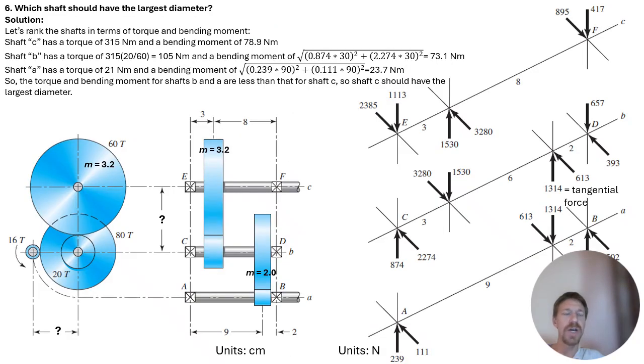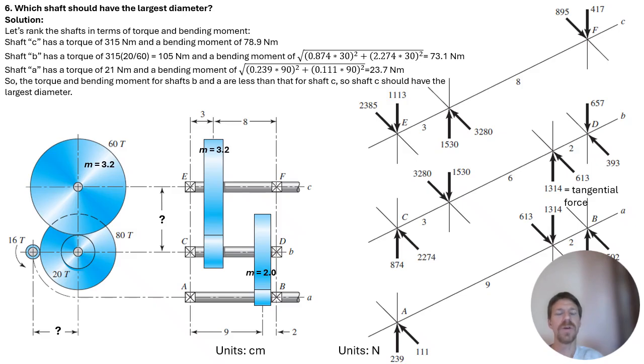Then number 6, which shaft should have the largest diameter? Well, we already started to look at the bending moments for the shafts. We started with shaft C, and the calculation approach is going to be the same. So we can rank the shafts in terms of torque and bending moment. Shaft C has a torque of 315 Newton meters, a bending moment of 78.9.